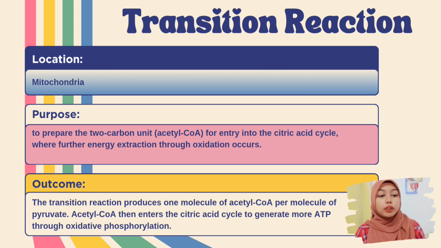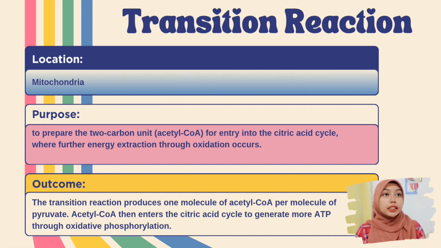So I will continue with the transition reaction, which happens after glycolysis and before entering the Krebs cycle, or we call it the citric acid cycle. The transition reaction takes place in the mitochondria. Its purpose is to prepare the two-carbon unit of acetyl coenzyme A for entry into the citric acid cycle, which is the Krebs cycle, where further energy extraction through oxidation occurs.